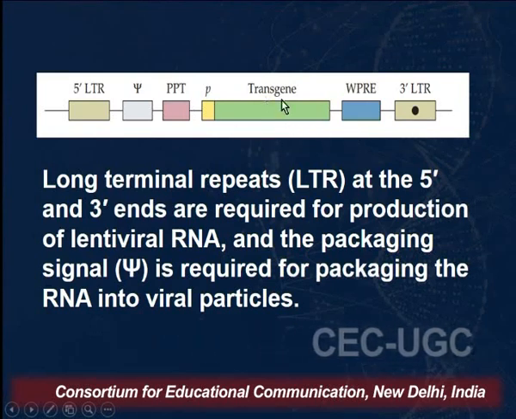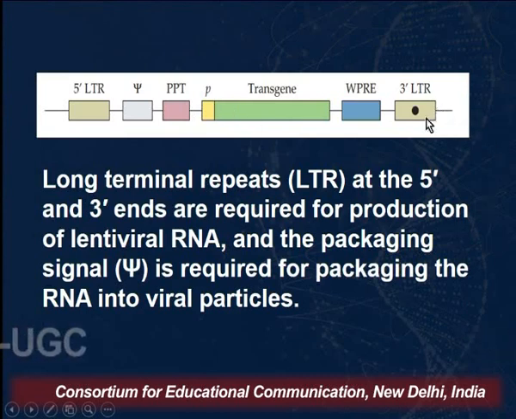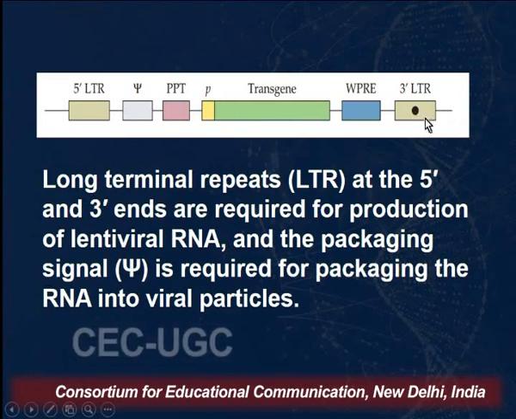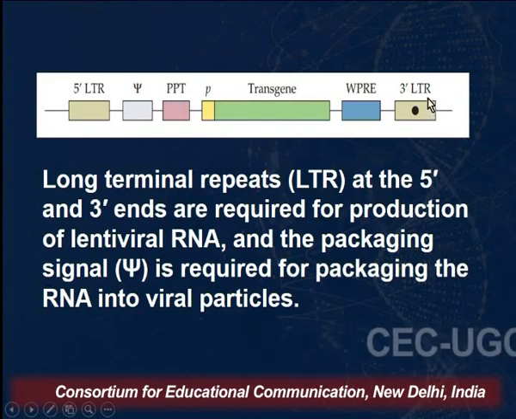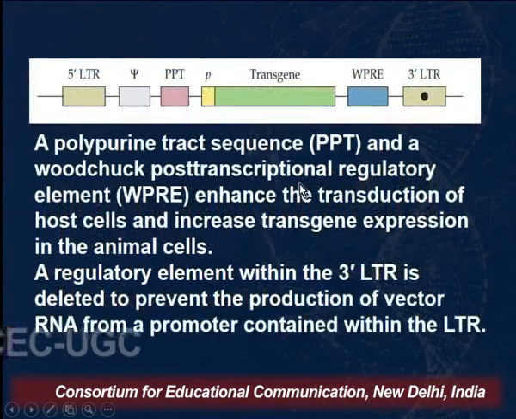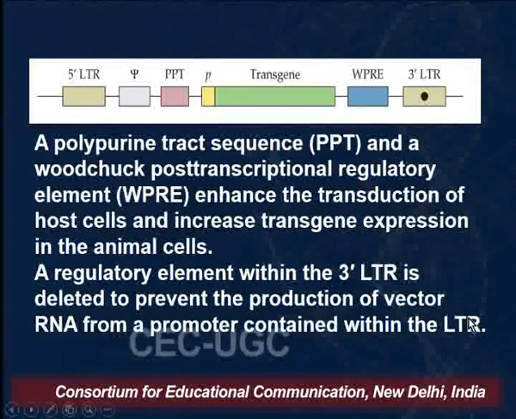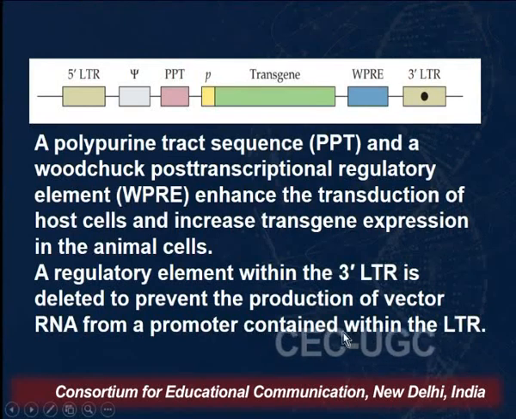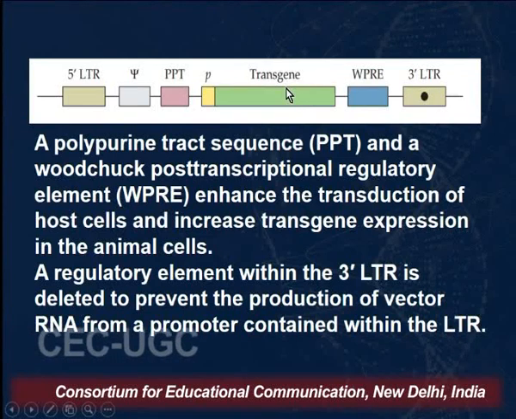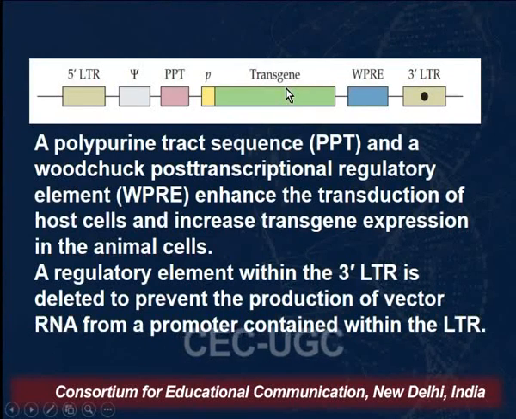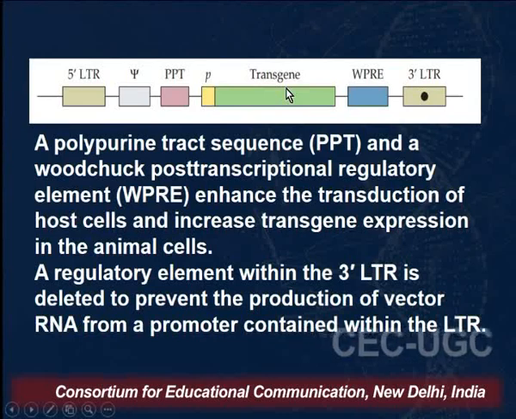because the transgene is carrying its own promoter. So we don't want that. Therefore, this promoter system is basically deleted. This portion, the regulatory element within the 3' LTR, is deleted to prevent the production of vector RNA from a promoter contained within the LTR. So we don't want that. The transgene is carrying its own promoter for the production of the lentiviral DNA.